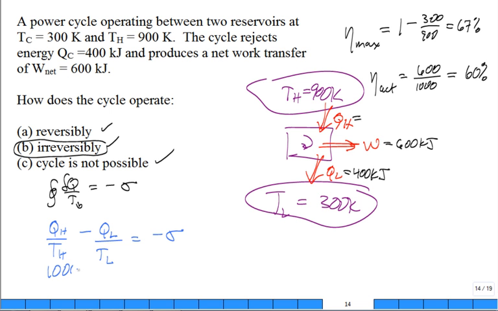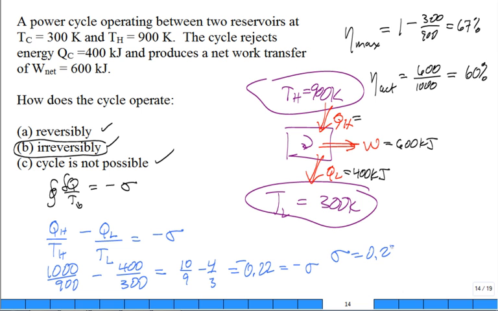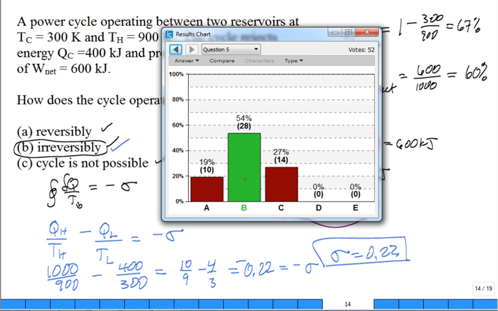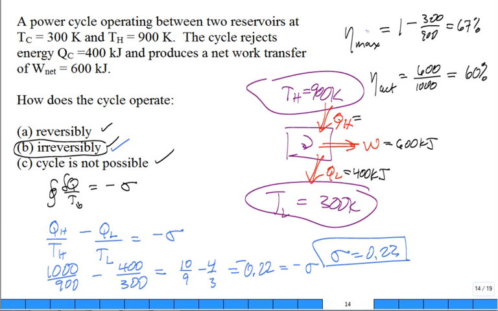So we put in 1,000, we divide by TH 900, minus, we put in 400, we divide by TL 300, which is 1,000, what is that? 10 over 9 minus 4 over 3. Can somebody run that for me? 0.22, negative 0.22? Good enough. So guess what sigma is? 0.22. Hence you conclude that there are some irreversibilities. So same bottom line conclusion. And so it was B. Thank you for your attention. We'll see you next time.